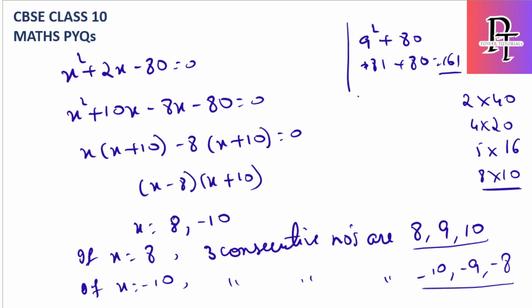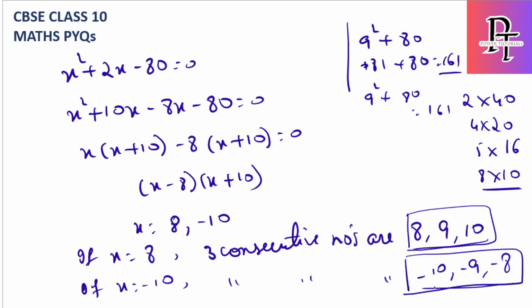Second condition, again it will be the same, because minus 9 whole square is also 9 square. 10 into 8 is also 80. So here it is also 161. So both these answers are correct. It can be 8, 9, 10 or minus 10, minus 9 and minus 8. Okay, next move to the other type.